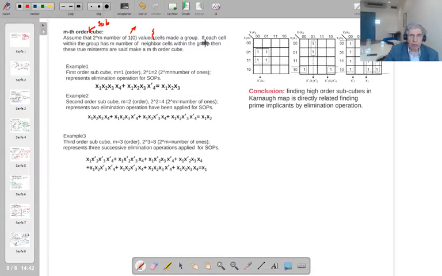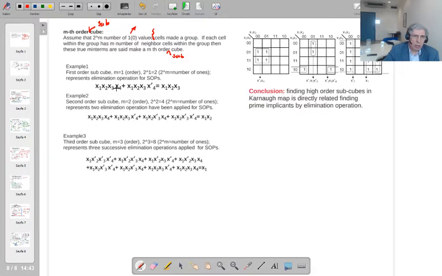How we are going to separate is explained here. If each cell within the group has m number of neighbor cells within the group, then these cells make an mth order subcube. It might seem a bit confusing, but when we give an example, then it becomes simpler.